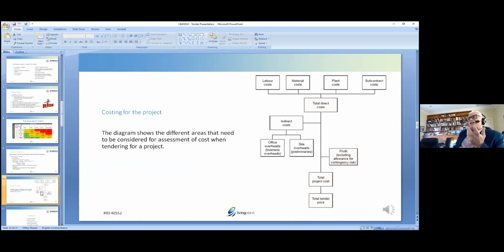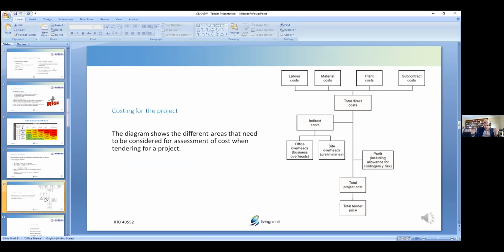Right, how are our costs made up for the project? These are the different areas that we need to consider. We have across the top, labour, material, plant, subcontract costs. Of course, they are your total direct costs. Then on the other side, we have the indirect costs, which are your overheads, right? So you have office overheads, and then you have site overheads. So somehow we have to pay for our overheads as well on our projects.